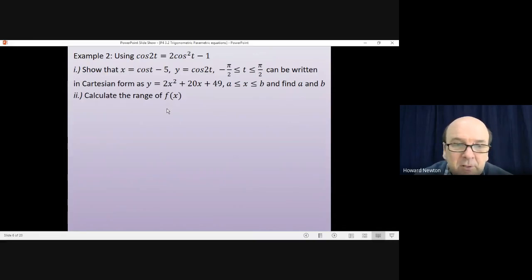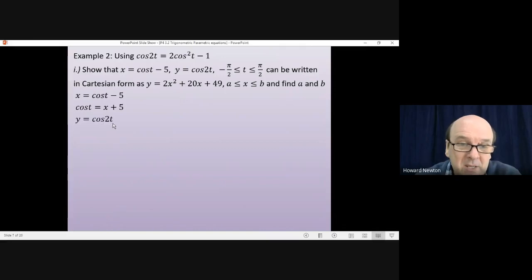Okay, let's have a look. So we begin by saying the first parametric equation is just x equals cos t minus 5, and we rearrange that to get cos t in terms of x. The second parametric equation is y equals cos 2t. It's never helpful to have different angles, so this we rewrite using the identity for cos 2t, which means that y equals 2 cos squared t minus 1. Well, we know what cos t is because we've got it from the other parametric equation. Cos t equals x plus 5.